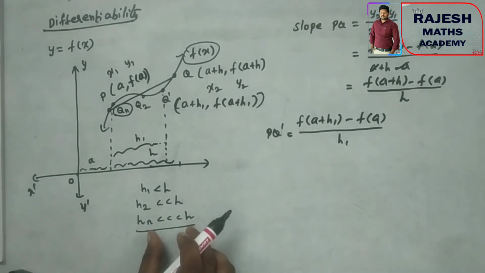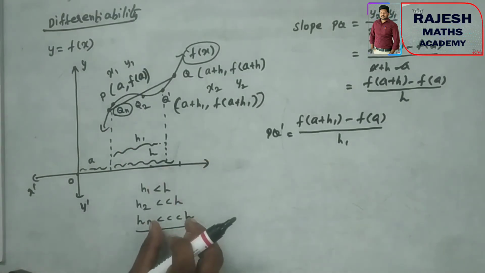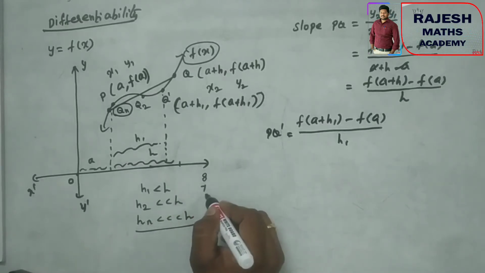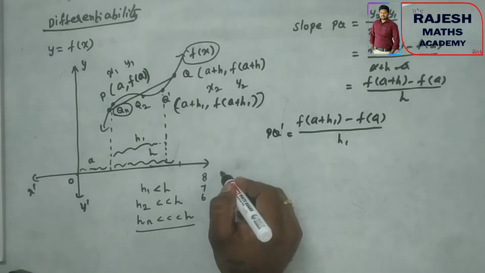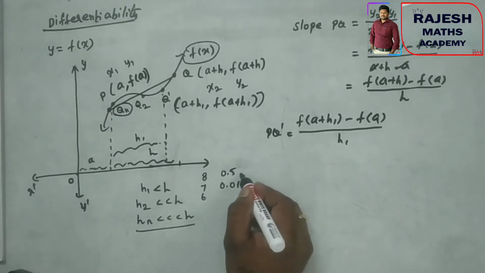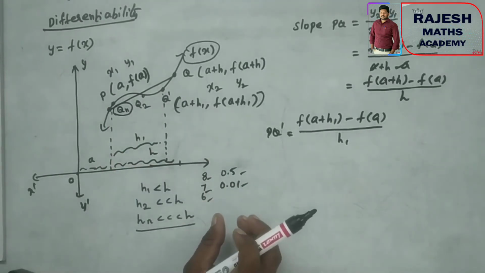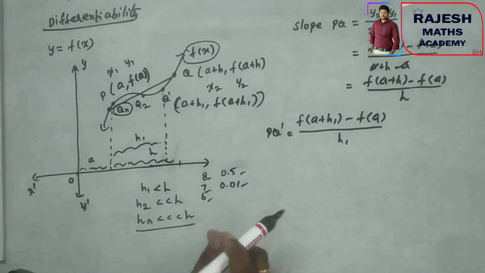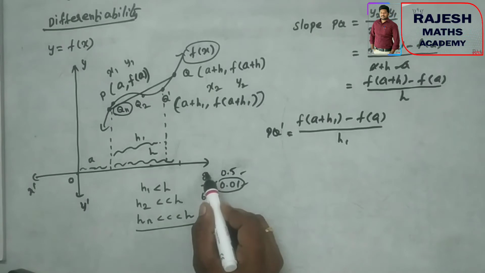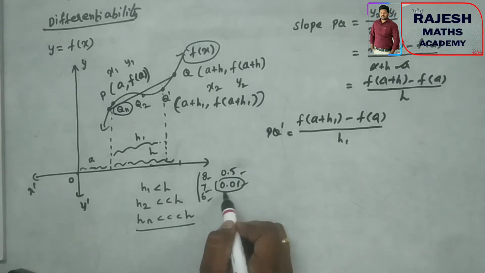So what is happening here? The distance between the coordinates P and Q is minimizing. Actually, first it is, for example, 8 units, in the second case 7 units, 6 units, 3 units, 0.5 units, 0.01 units, like that. The distance between the coordinates P and Q is reducing but not equal to 0, and you are observing that the distance between them is tending to 0.